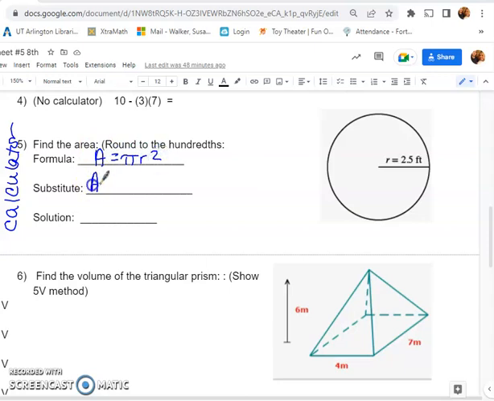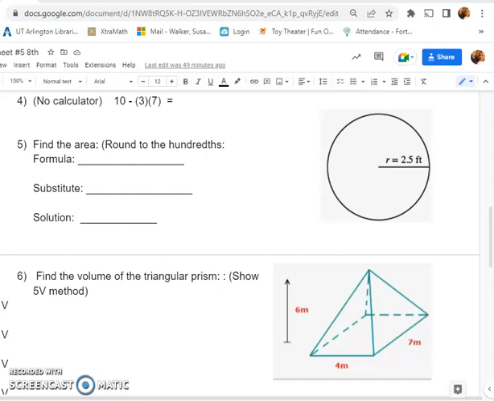Okay, when we substitute, remember we're going to leave it as pi because you're going to push the pi button. Then radius. Okay, so you're going to punch that in, and then you're going to get an answer here, but I do want you to try to round it just like we did there, okay? And I do think I skipped number 4, so let's just talk about number 4.